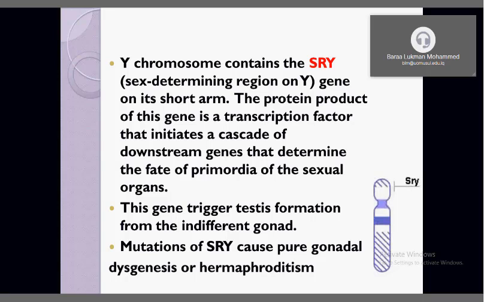So, the presence of this gene in the short arm of the Y chromosome, which is called the SRY gene, will influence the development of the indifferent gonad into a testis. And later on, a sequence of changes will occur, which influence the development of the embryo. And if there is a mutation of this SRY gene, there will be pure gonadal dysgenesis or hermaphroditism.